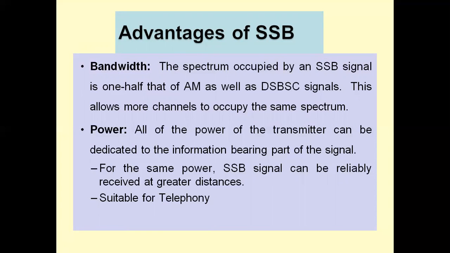There is a reduction of bandwidth by one half, thereby producing double the number of channels. Power. All the power of the transmitter can be dedicated to the information bearing part of the signal. That means in AM, we are removing the carrier, an unwanted component. We are removing one of the sidebands. The same information is available in the wanted sideband. So removal of one carrier and one sideband, there is no problem. Transmission of only one sideband is enough.